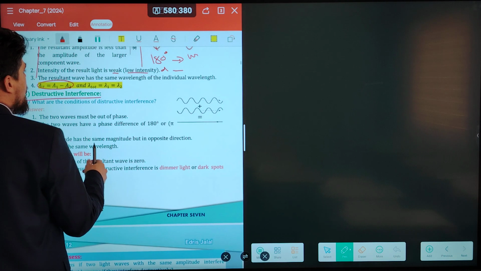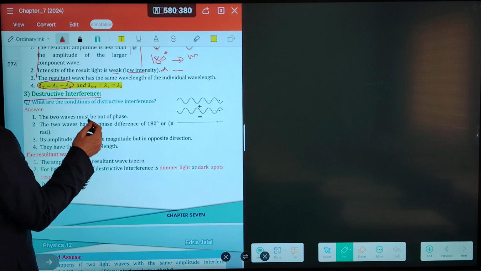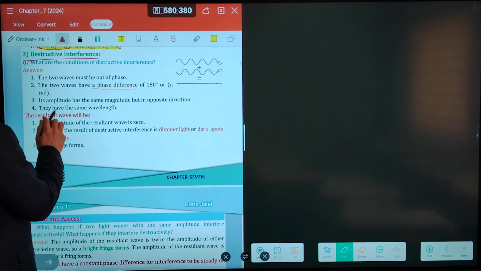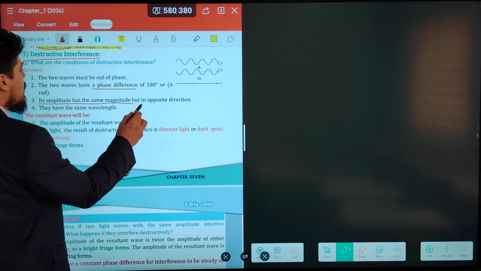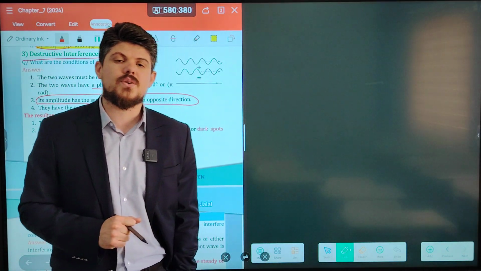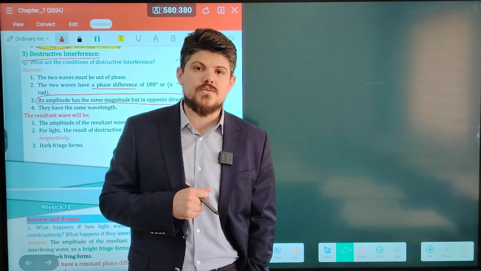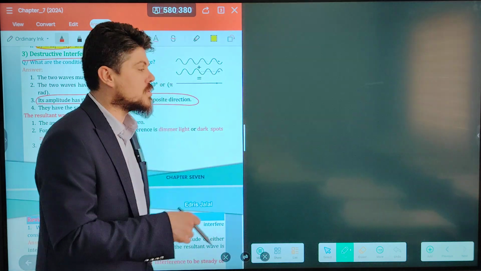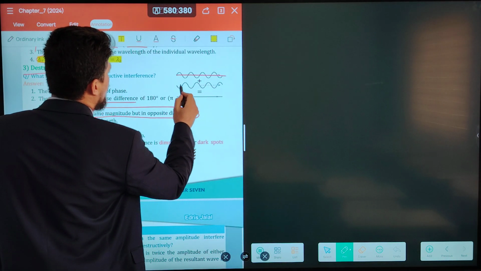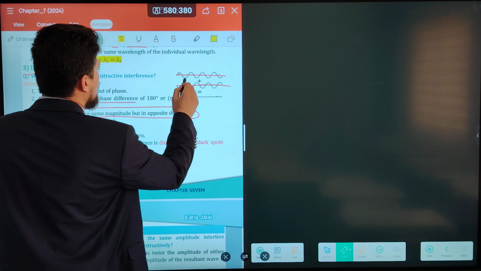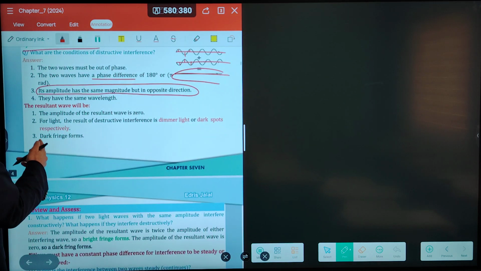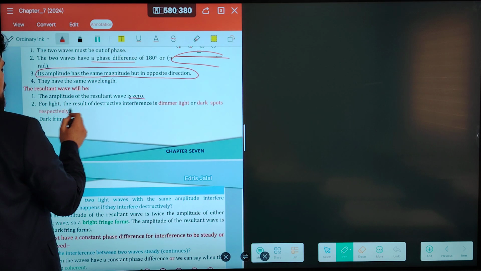In destructive, the two waves still must be out of phase, like in weakening, phase difference 180, but the amplitude has the same magnitude, but in opposite direction. In destructive interference, the individual waves must have the same amplitude. Okay? Like in these two waves. Same amplitude. Okay? The resultant will be a straight line. The amplitude of the resultant wave is 0.